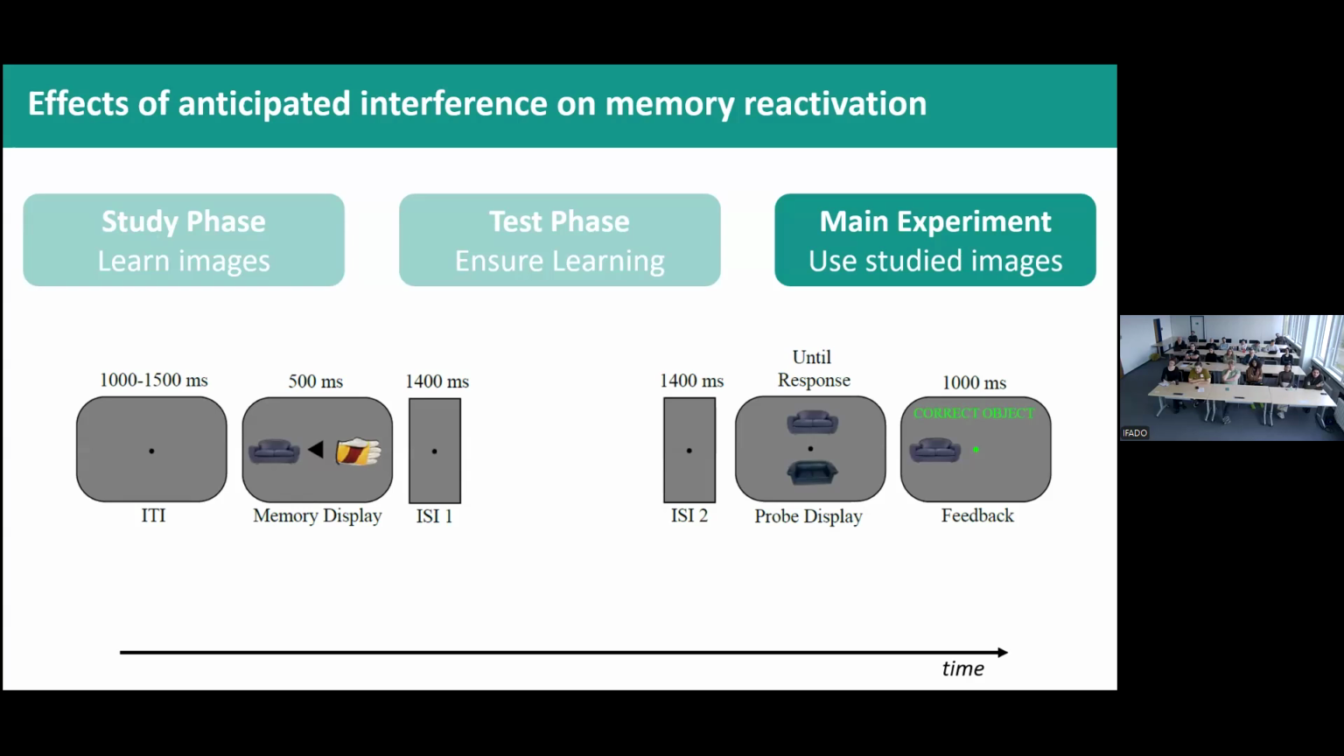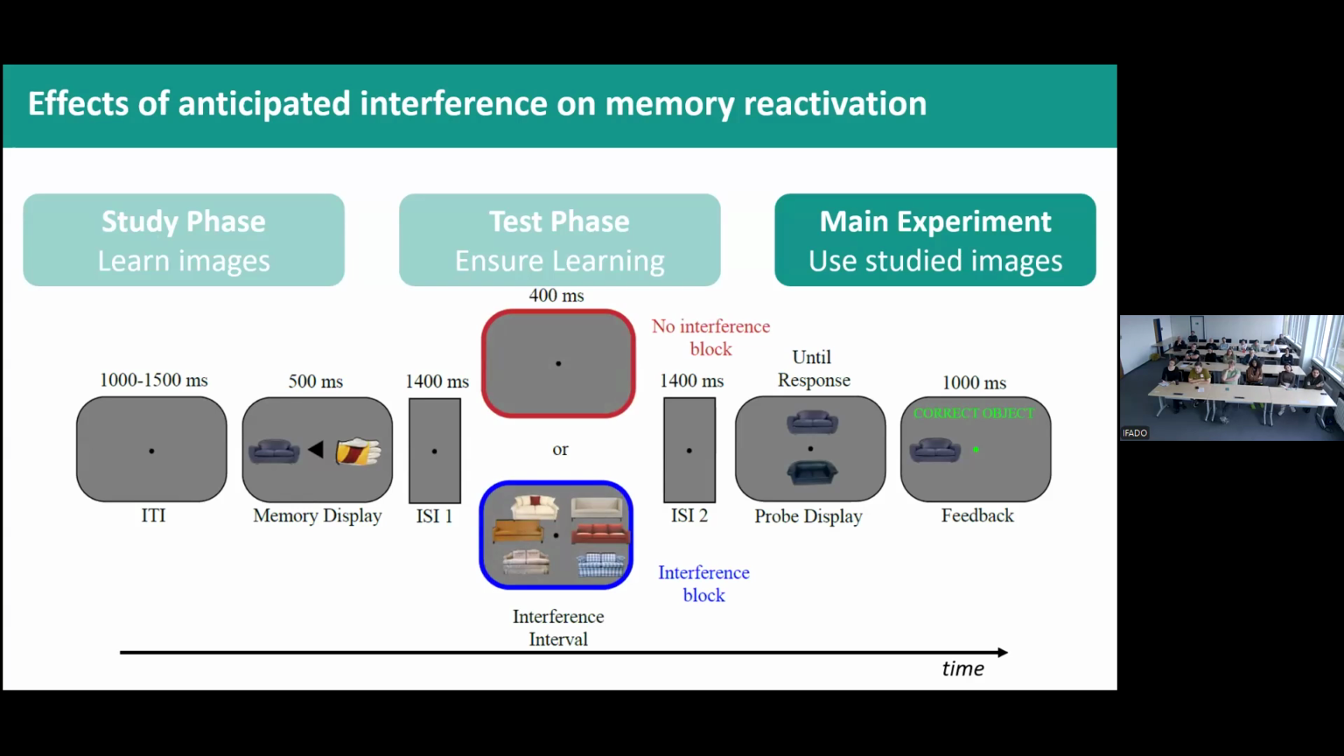And then after a retention interval, they had a two-alternative forced choice task where they chose the correct item using up and down arrow keys. And then we had either no interference before the test or a perceptual interference display, consisting of items of the same category. This was blocked, so participants knew if they were going to get no interference or interference. Once again, we measured CDA, the working memory reactivation, in the anticipatory period before the interference. So we were measuring what people do in anticipation of interference.